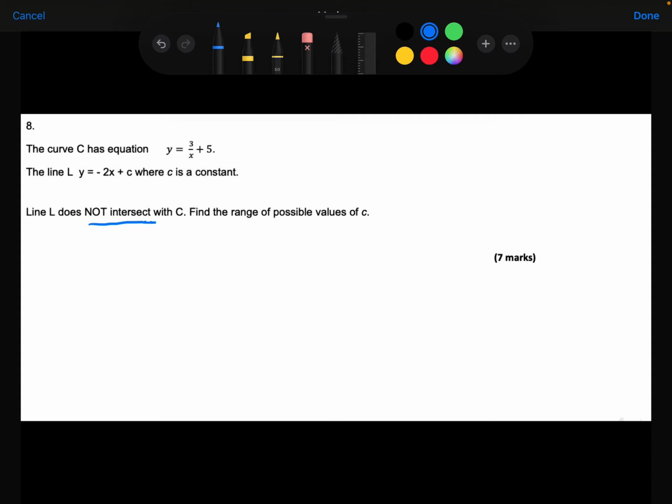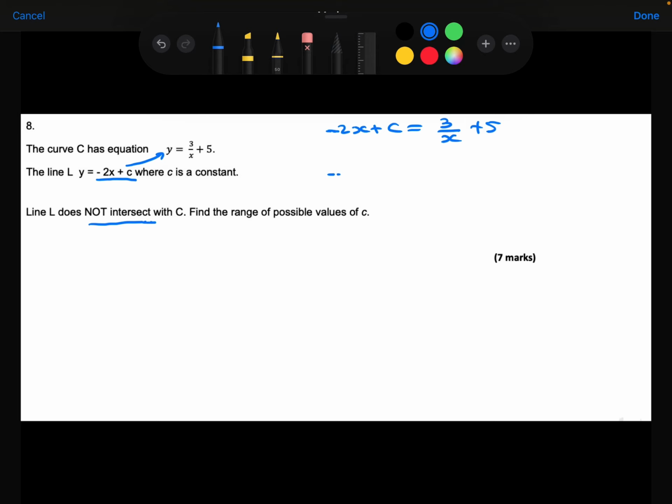So if y equals minus 2x plus c, I could substitute that in here. So let's do that. I'll get minus 2x plus c is equal to 3 over x plus 5. Now, I don't like that x on the bottom there. I don't like fractions. Let's get rid of that. So let's times everything through by x.